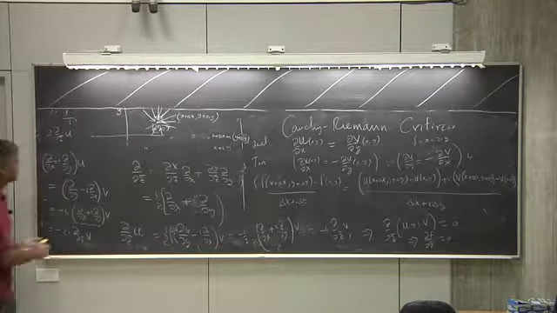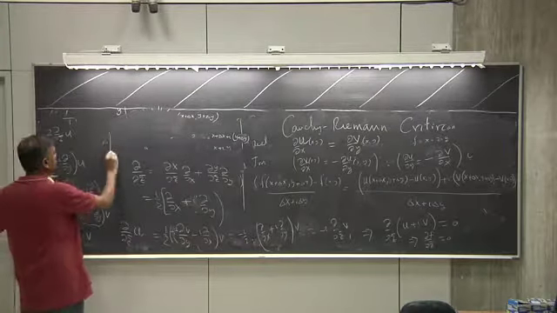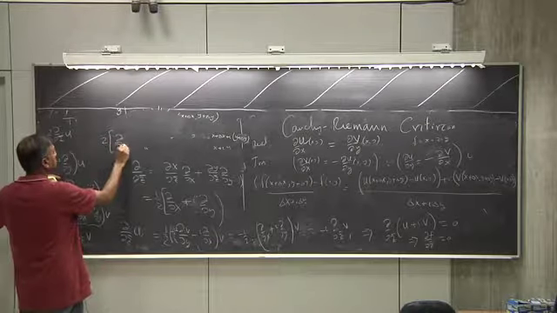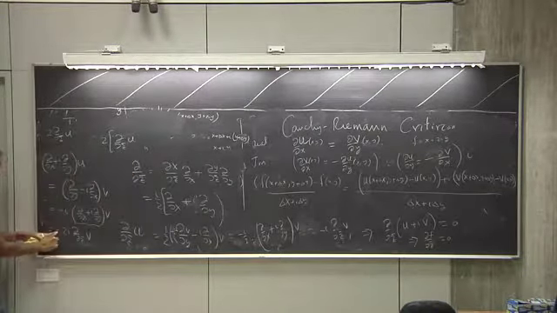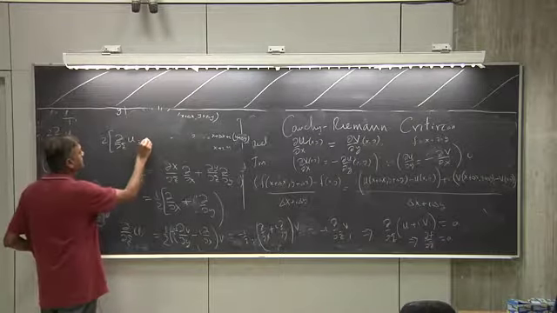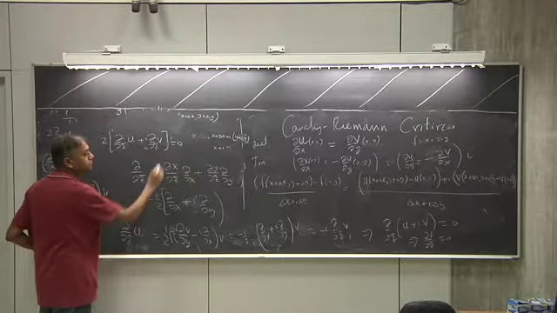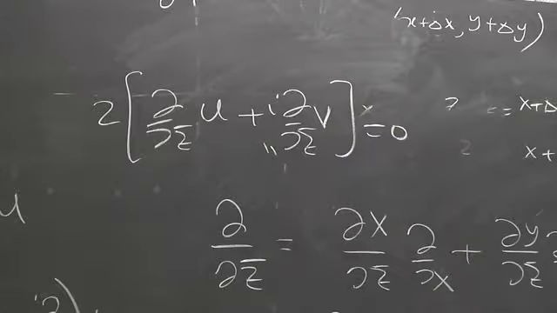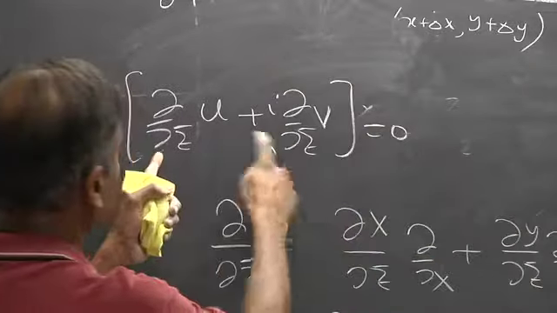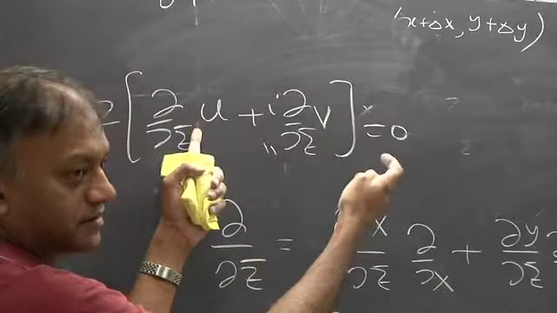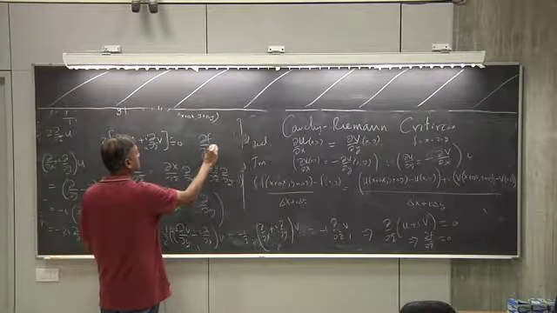Then you find that 2 is a common factor. So 2 d by dz bar u, and then I take it to the other side, so this sign will flip. So plus i d by dz bar v equal to 0. That is what this equation is. And then finally, you realize that u plus iv is f, so this is the same as the statement df by dz bar is 0.